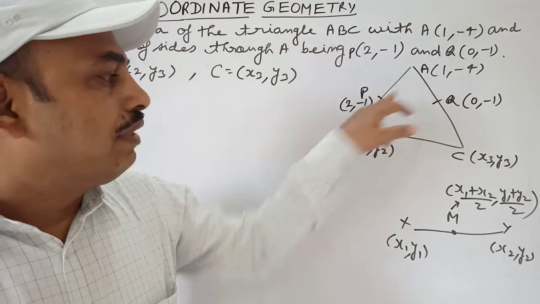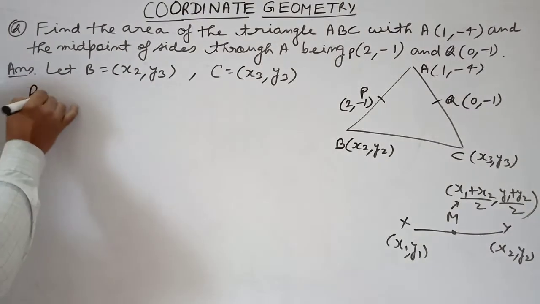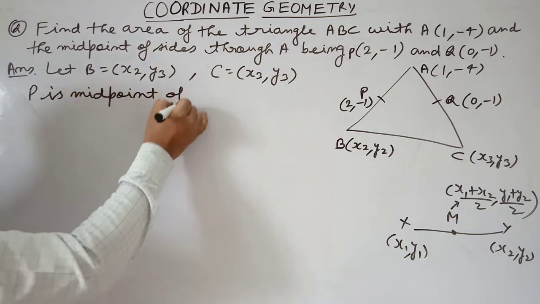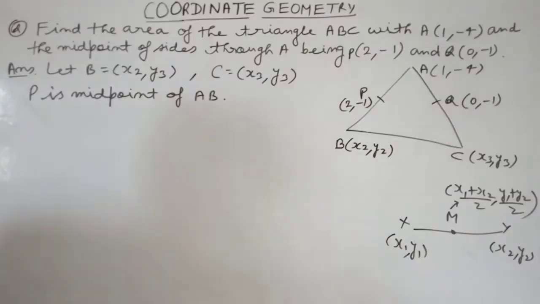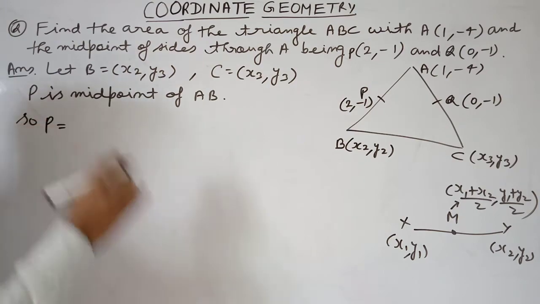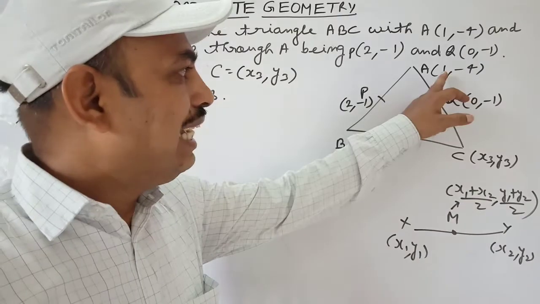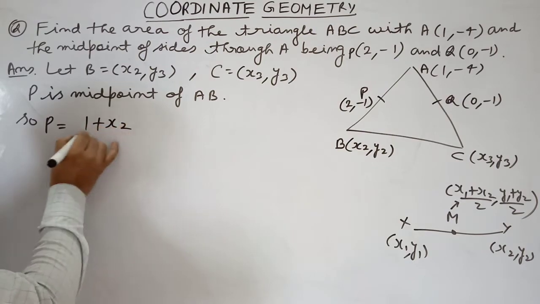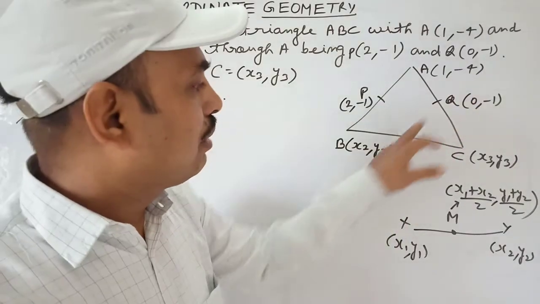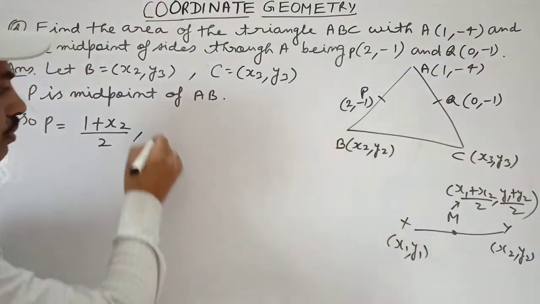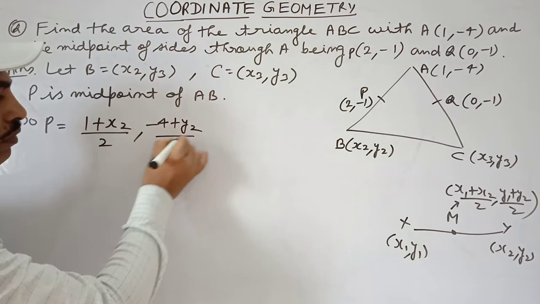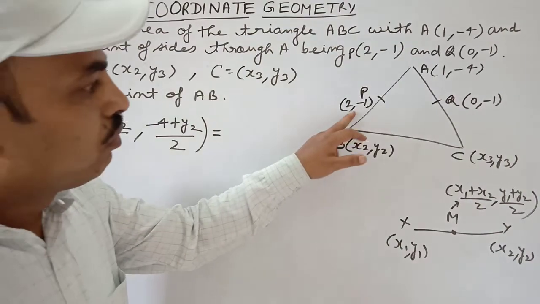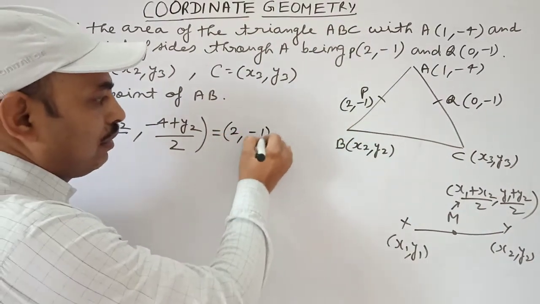P is the midpoint of AB. So the coordinates of P are given by ((1 plus x2) upon 2, (-4 plus y2) upon 2). This point is equal to (2, -1), given.